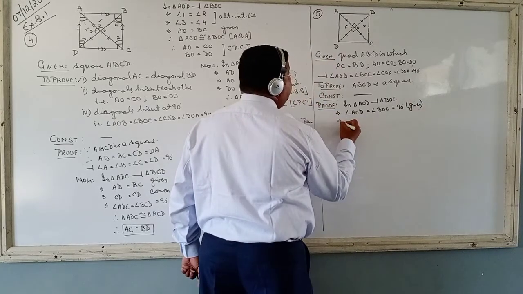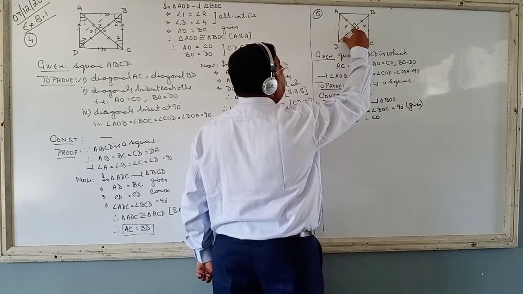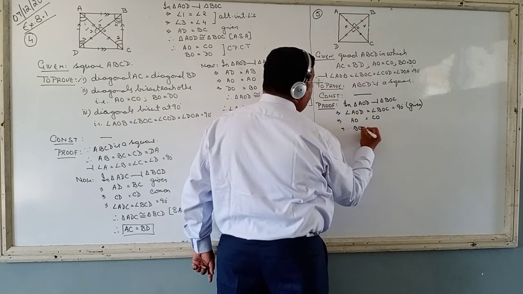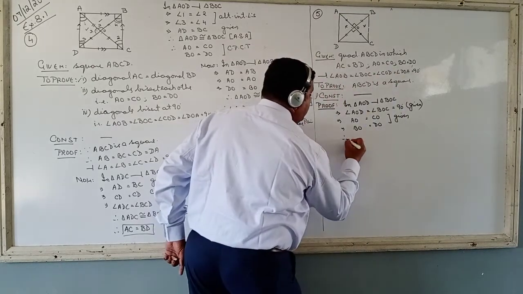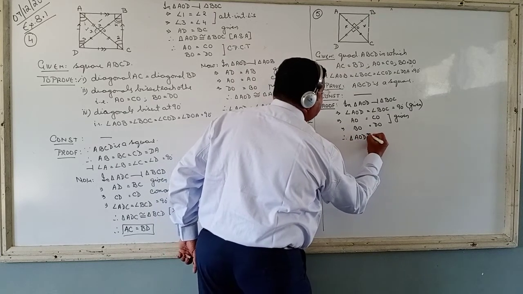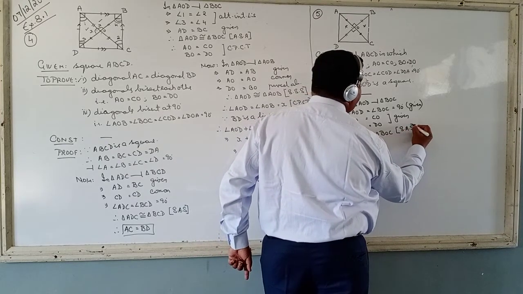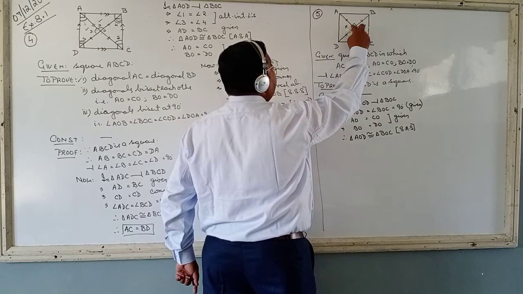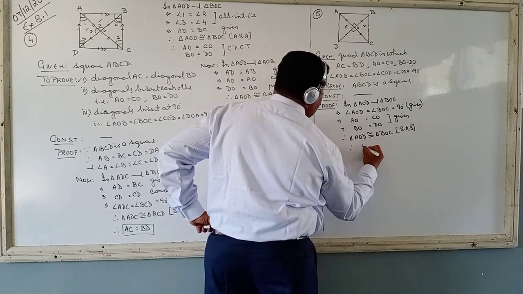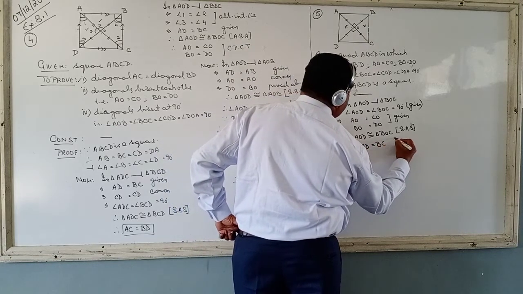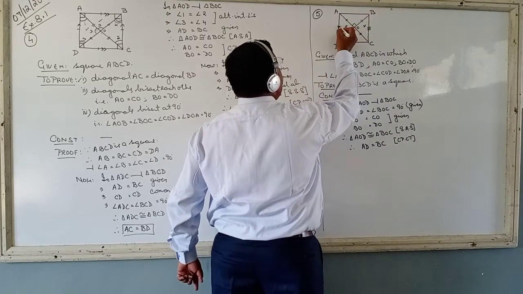Yes. Then is AO equal to CO? AO equals CO, and DO equals BO. Both of them are given. So therefore, triangle AOD is congruent to triangle BOC by what congruency? SAS. Side, angle, side. If these two are congruent, therefore opposite side AD is equal to BC. Reason: CPCT. This opposite side is equal to this opposite side.